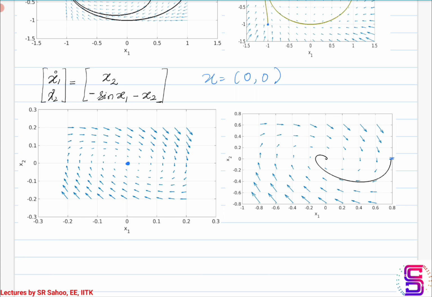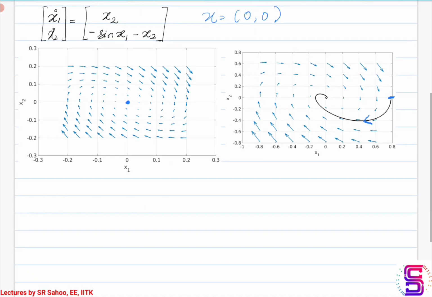You actually start from a point here and you move along the trajectory like this, and if you see the distance of the point on the trajectory from the origin keeps on reducing, and finally you will reach the origin as t approaches infinity.